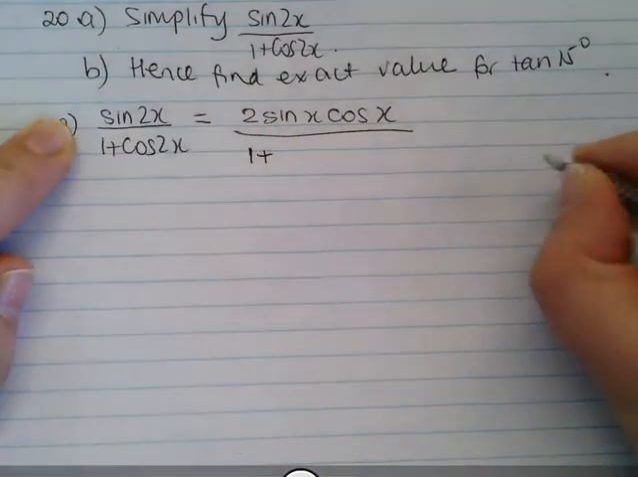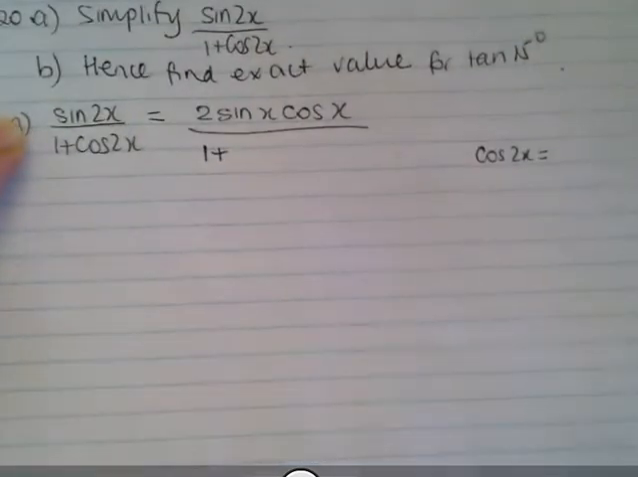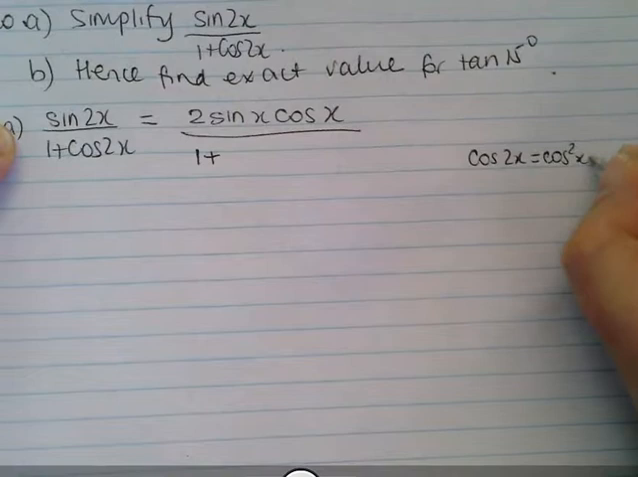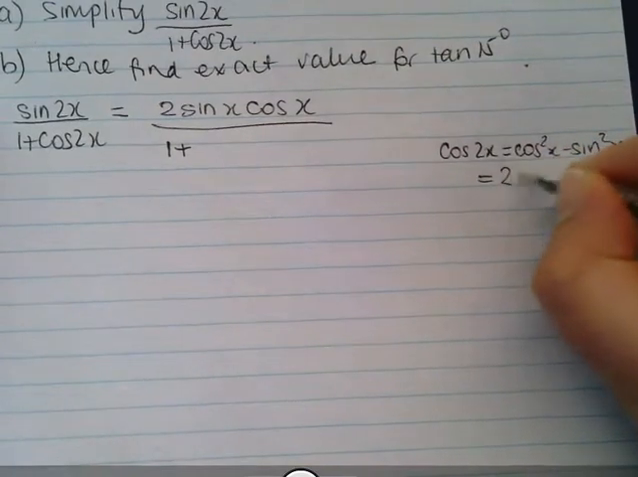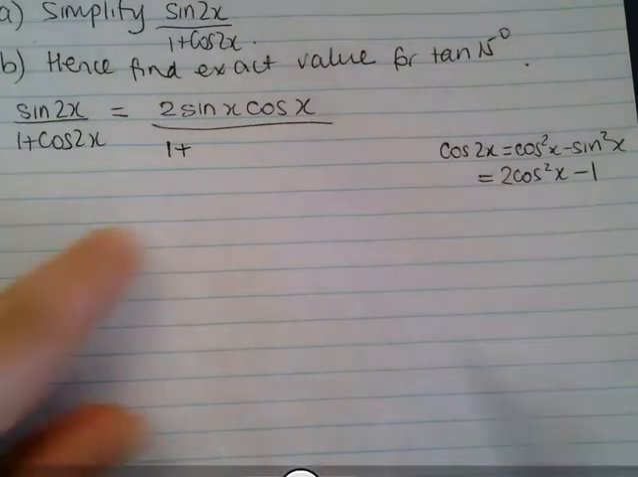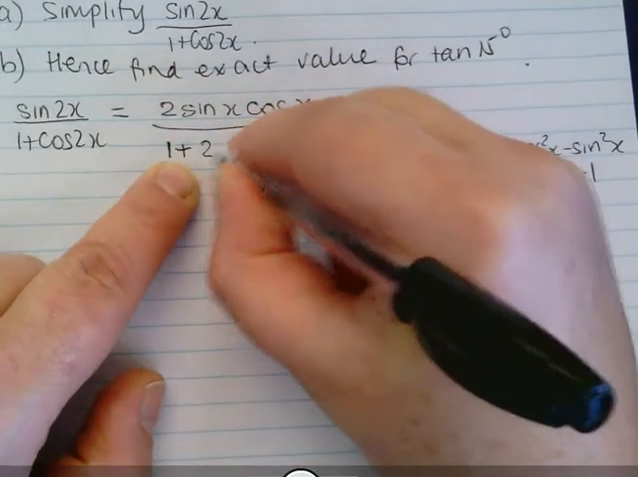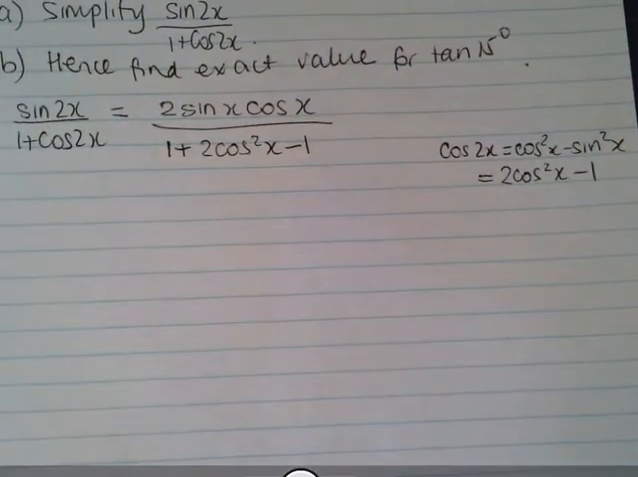If I've got 3 choices. Cos of 2x is cos squared x minus sine squared x. Now, that's just going to make the denominator look a mess. The other choice I've got is 2 cos squared x minus 1. Now, that's a really good choice because I write 1 plus 2 cos squared x minus 1. Why is that a great choice? Because the 1's cancel and I'm only left with one term on the denominator, and I can cancel out between the numerator and the denominator.